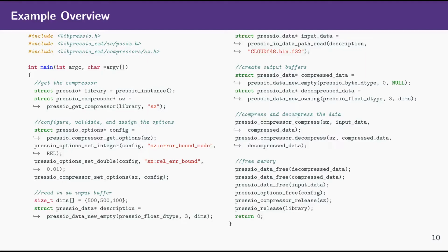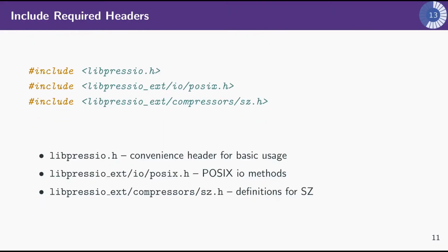And what's nice about LibPressio is that regardless of what compressor you use, these 7 or so steps pretty much remain exactly the same, and you pretty much do them exactly in order. The first thing that we need to do is include the required headers that we want to use for whatever we're doing. The first header that I want to talk about is LibPressio.h. LibPressio.h pulls in all of the major definitions that you're going to need in order to compress, decompress, and load in data. All of those sorts of things are in LibPressio.h.